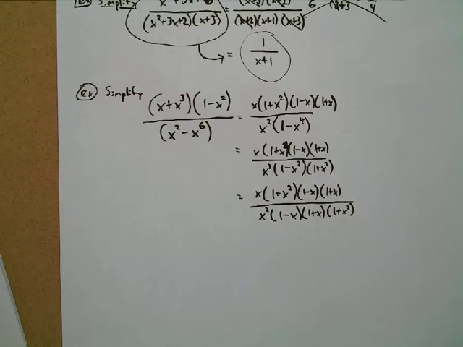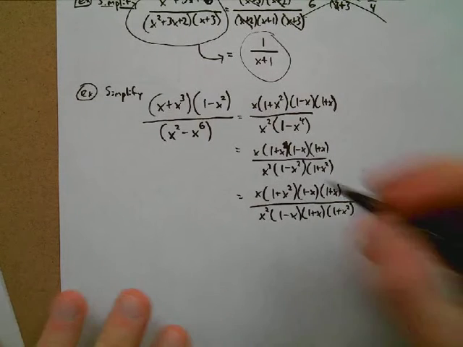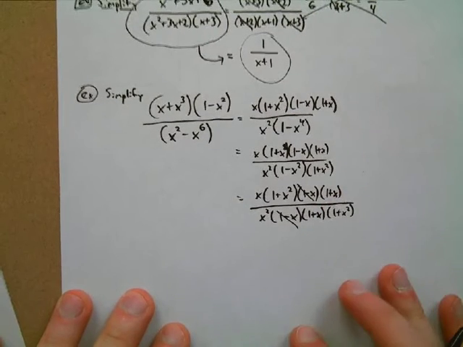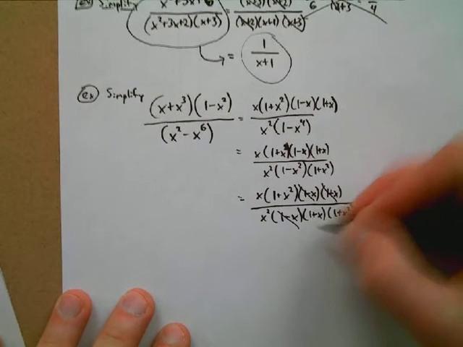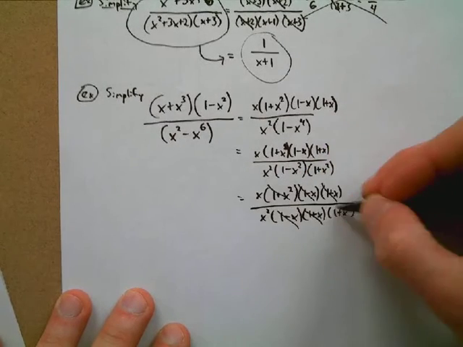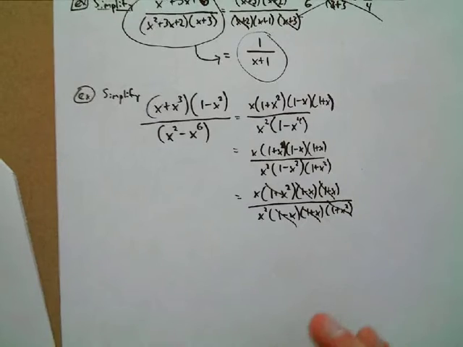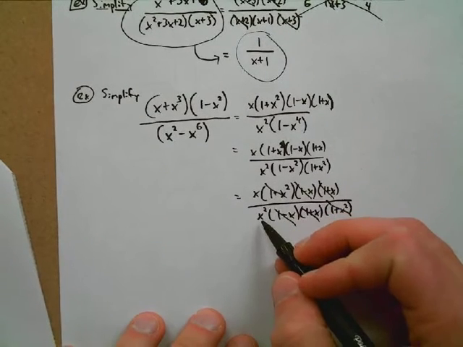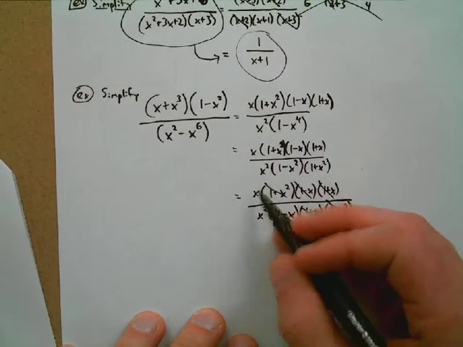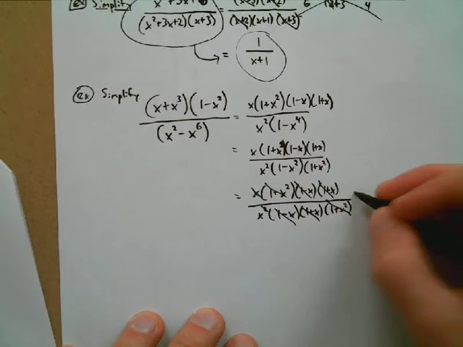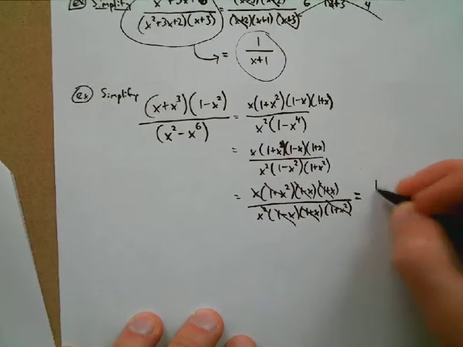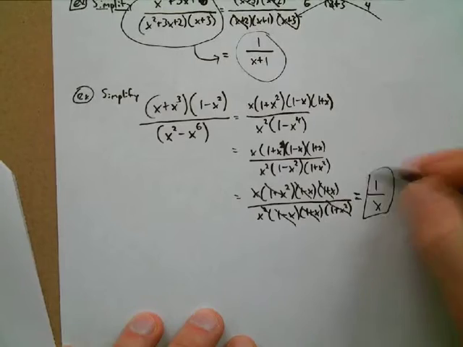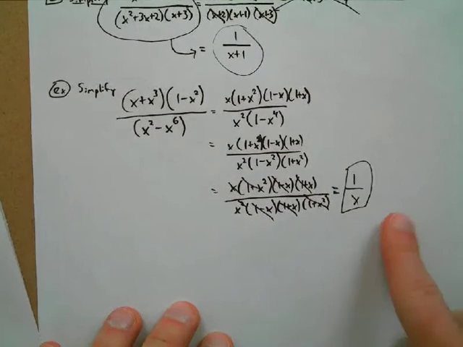And now finally, things cancel, right? So what can we cancel from the numerator and denominator here? 1 minus x and the 1 minus x. What else? 1 plus x and 1 plus x. What else? 1 plus x squared and 1 plus x squared. What else? X and x squared, right? Well, if we cancel out the x and the x squared, what's going to be left in the numerator now? A 1 over x. So this whole mess simplifies down to just 1 over x.